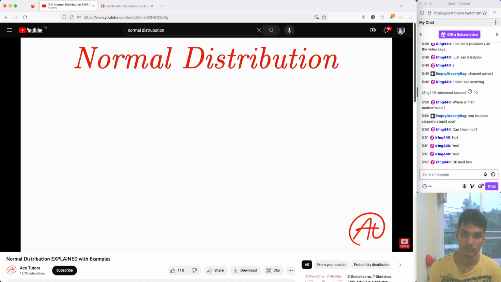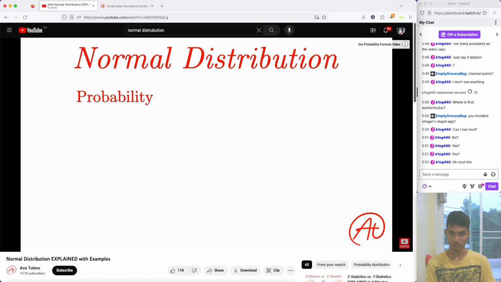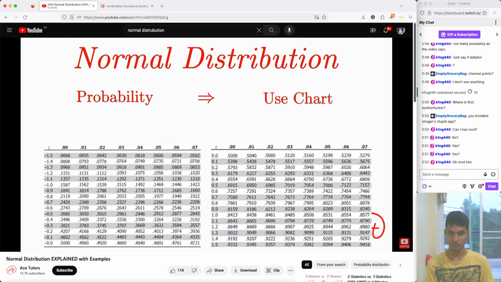Alright, now that we covered how and why we standardize normal distributions, let's move on to the most important part of all probability distributions, and that's, well, probability. Now, unlike the other distributions we covered, there isn't a nice and pretty formula for figuring out probabilities for the normal distribution. Instead, to calculate probabilities for this distribution, we have to rely on using charts, which might look like these, where numbers on the leftmost column and topmost row correspond to your z-score, and the interior numbers correspond to those z-scores' associated probability values.